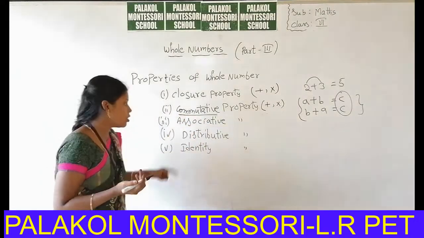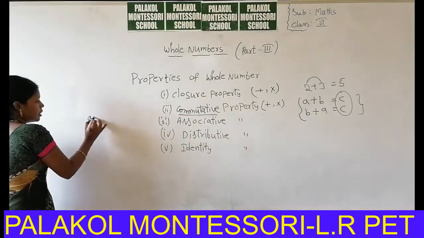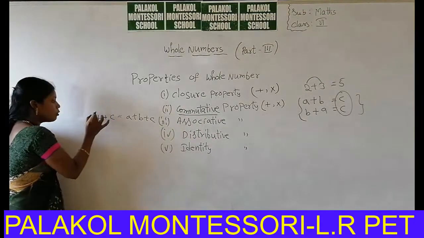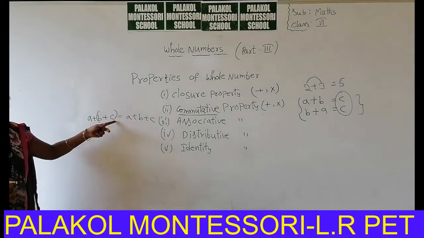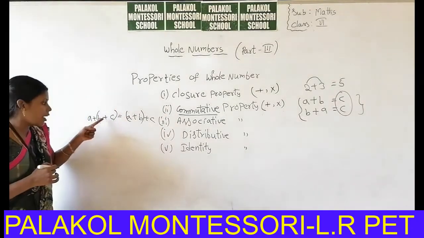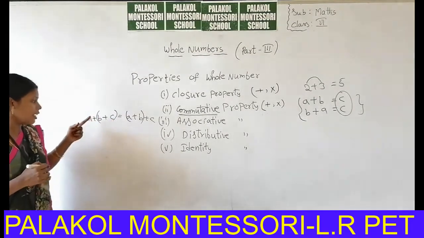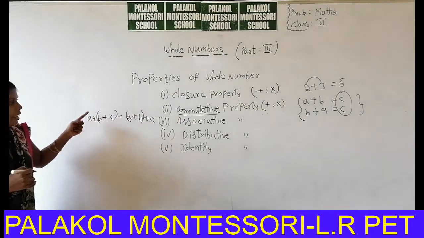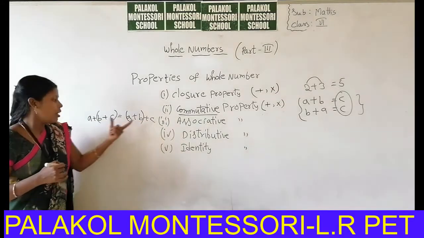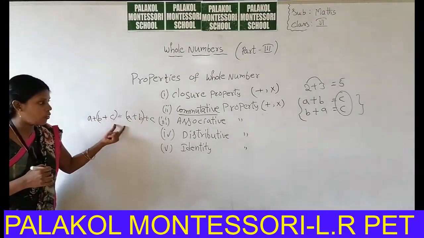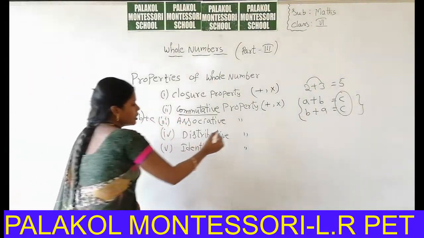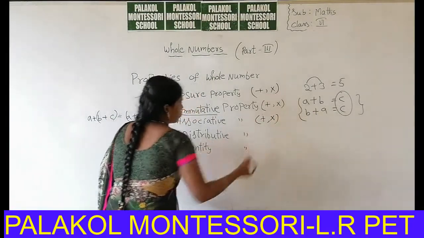We can add these two whole numbers, and in that case commutative property is satisfied. So what is associative property? a plus b plus c is equal to a plus b plus c. First we can put the brackets on b and c, next we can put the brackets on a and b. That means we first add b and c, and the result is added to a. In the other case, first you add a and b and the result is added to c. These two are equal, and at that time associative property is satisfied. In this case, addition and multiplication are satisfied.